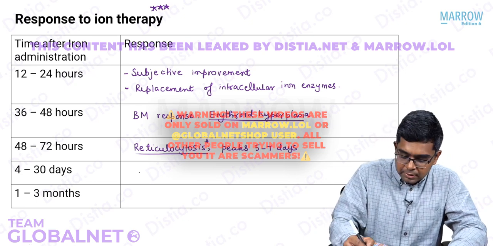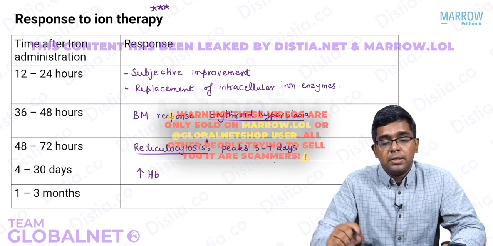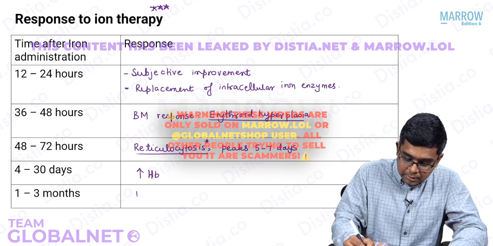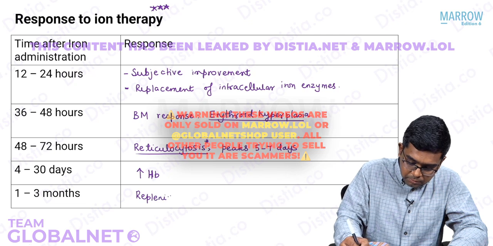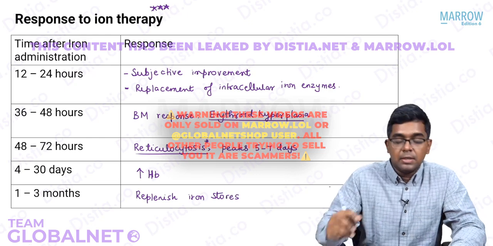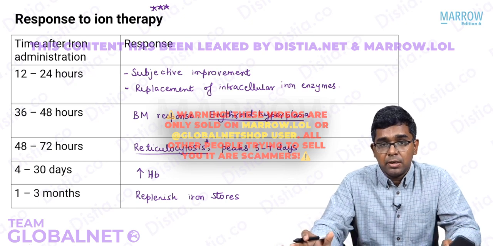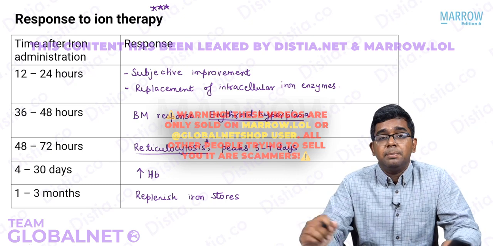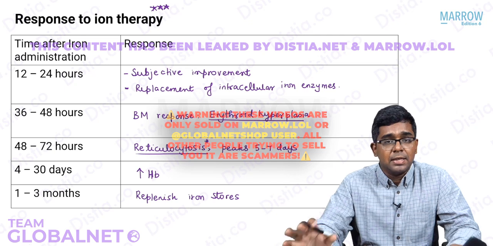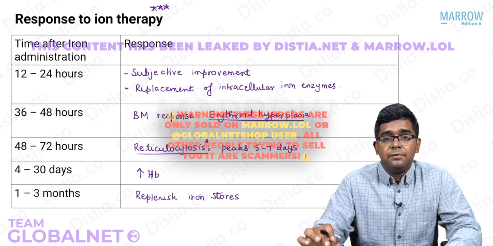By 4 to 30 days, there is an increase in the hemoglobin. Hemoglobin level starts increasing by 4 to 30 days. And what is last? 1 to 3 months, very, very important, there is replenishment of iron stores. It will take a few months, as I have written here. That is why I was telling you that the duration of iron treatment should be for many months. Okay, to be on the safer side, we give it for an even longer period of 4 to 6 months. Ensure that iron stores are fully replaced. That is the point to be highlighted and remembered. These are the various aspects of management of iron deficiency anemia.